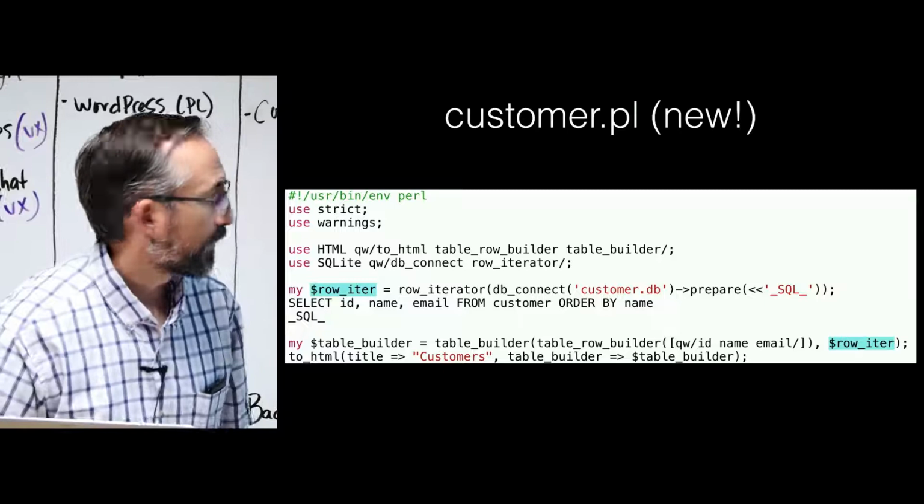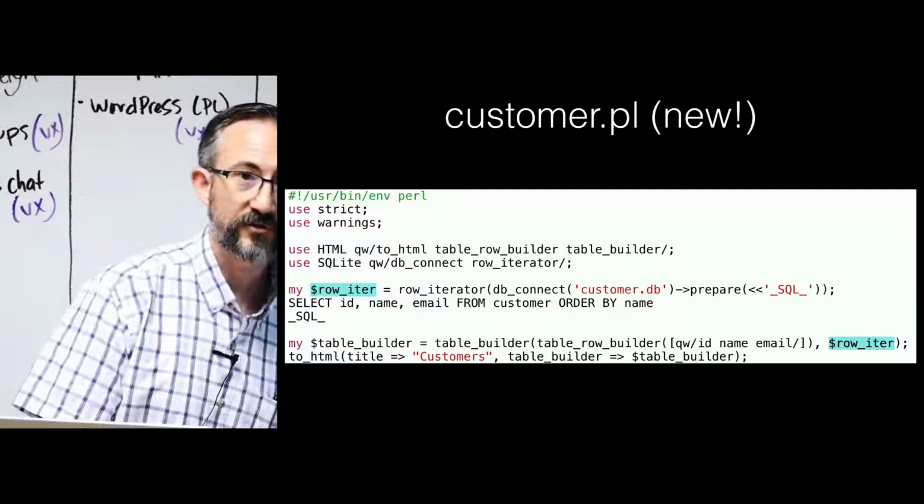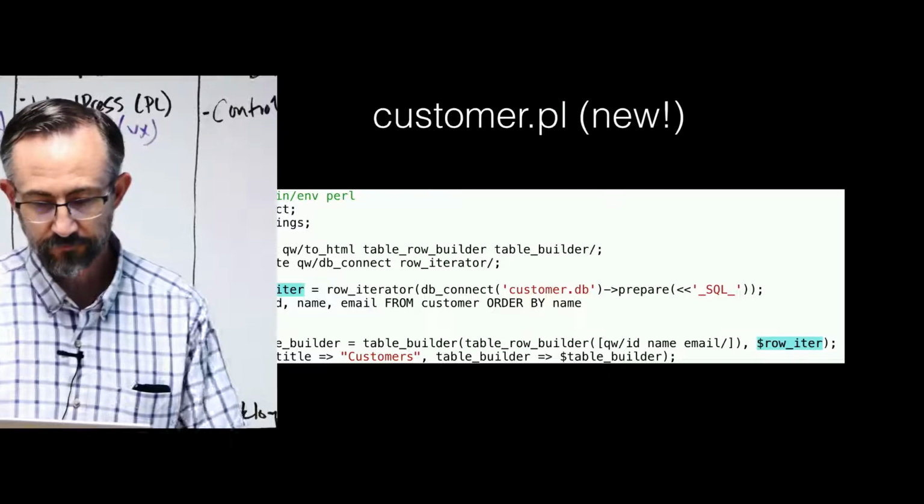And that's just passing in the iterator to the table builder. Nothing else has changed. Nothing in HTML PM has changed. Nothing in any of those functions down below has changed. We're getting the same kind of iterator. So let's look at this.